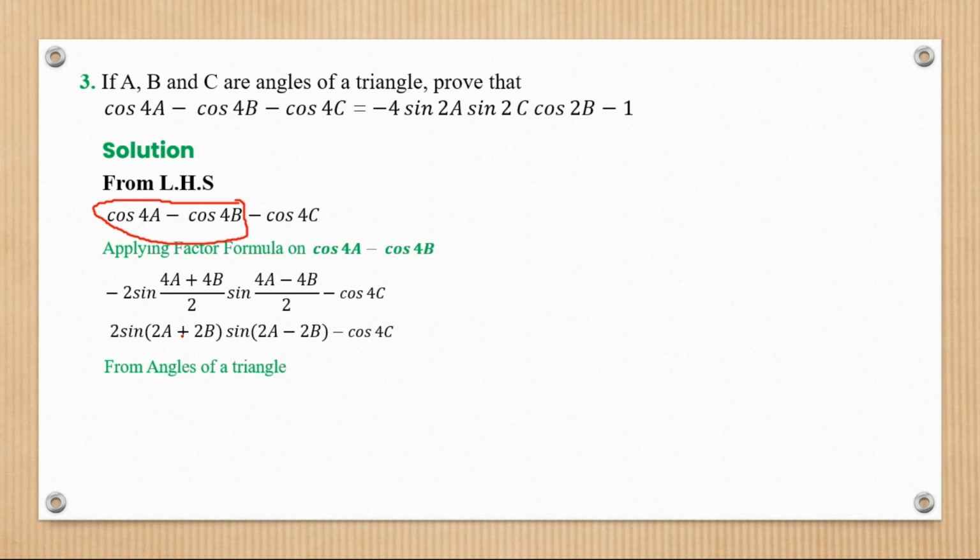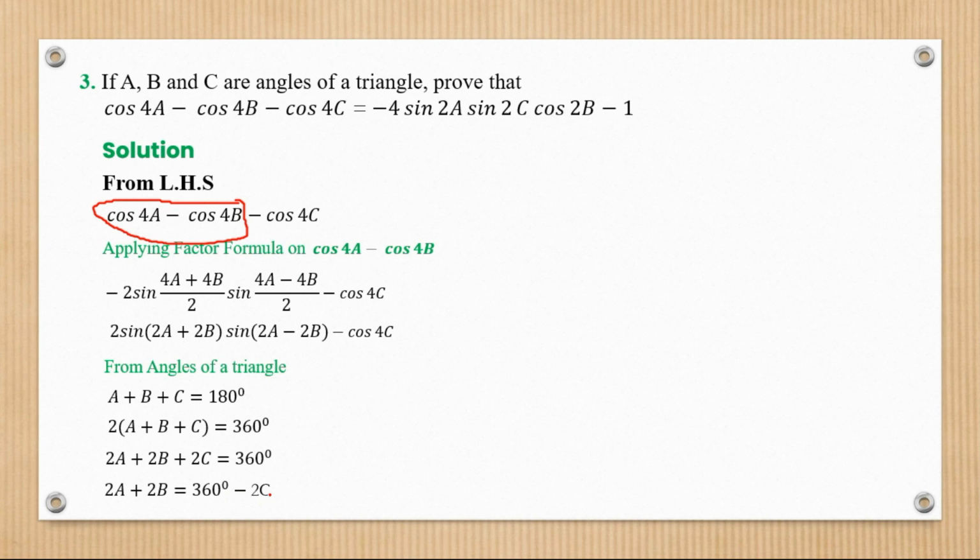From angles of a triangle we know that A plus B plus C is equal to 180. Now the difference here is we have 2A plus 2B, so let's convert these to look almost similar. We do that by multiplying by 2 on both sides of the equal sign, so we end up with 2A plus 2B plus 2C equal to 360 degrees. Making 2A plus 2B the subject, we end up with 2A plus 2B equal to 360 degrees minus 2C.